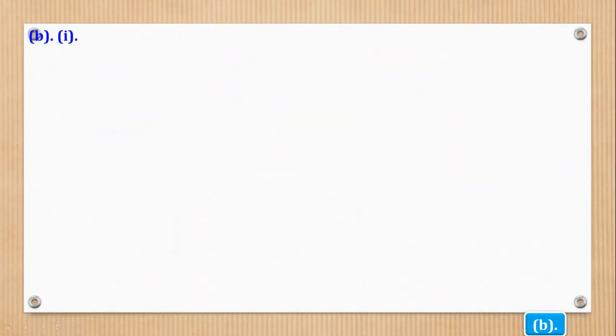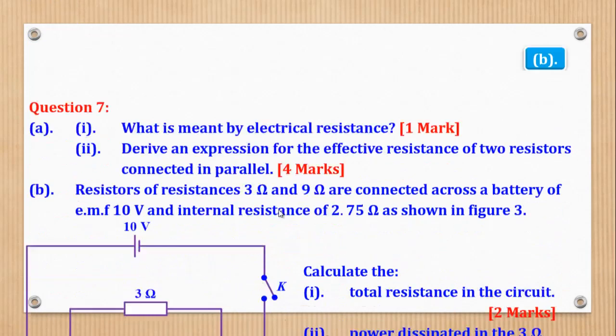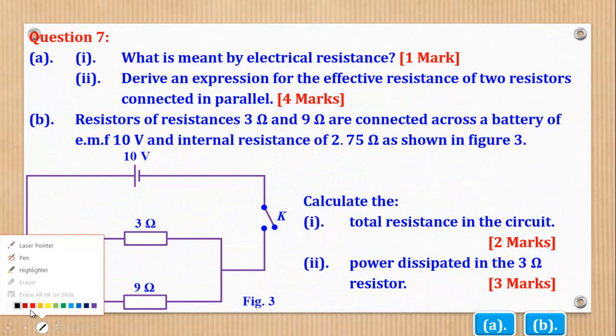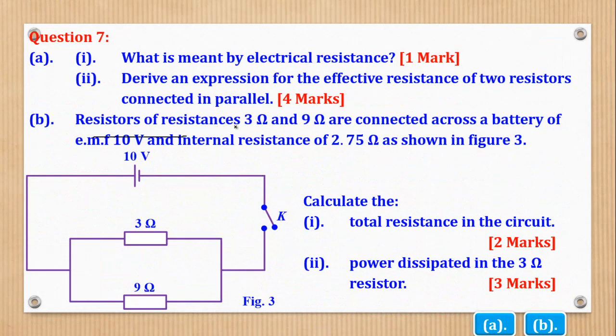Then part B says, resistors of resistances 3 ohm and 9 ohm are connected across a battery of EMF 10 volt and internal resistance. Know this word. Now here they are giving you internal resistance. Sometimes they say internal resistance is negligible. Calculate, Roman 1, the total resistance in the circuit, and Roman 2, the power dissipated in the 3 ohm resistor.